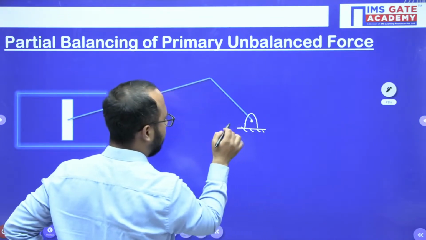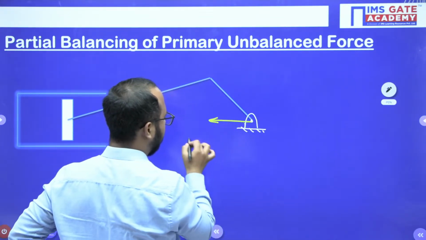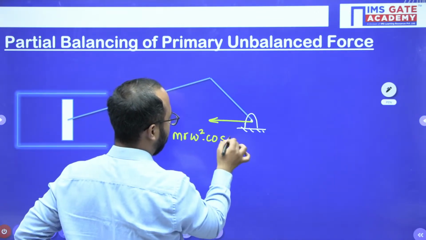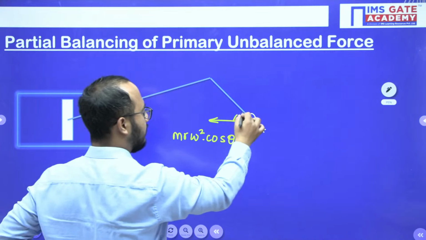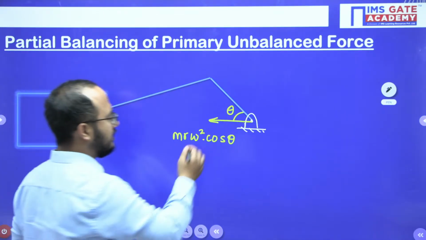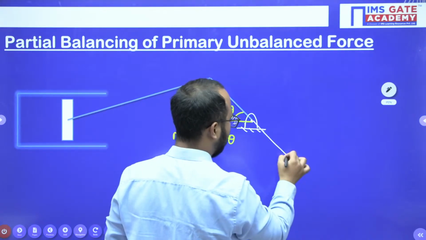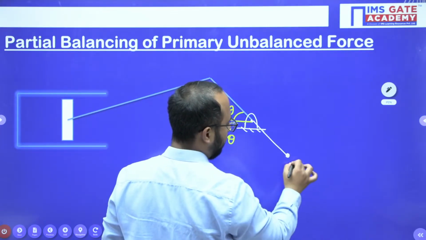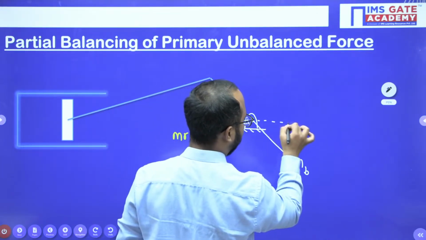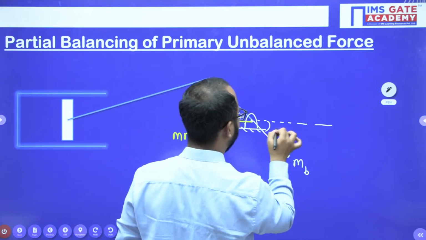Now we'll consider only the primary one, that is m r omega square cos theta, right? Theta is the crank rotation theta, like this. Actually what will happen now, for this we'll place some balancing mass here. Now this angle will also be theta.